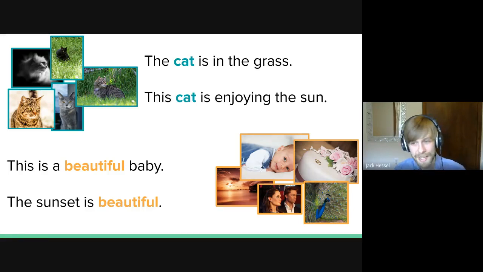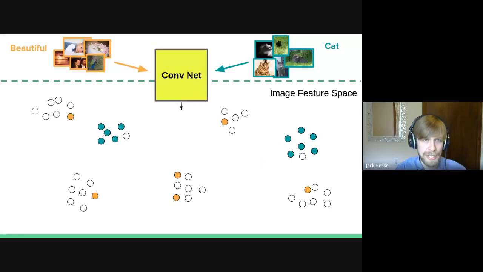So weddings can be beautiful, peacocks can be beautiful, sunsets can be beautiful, anything can be beautiful. And it's exactly this difference in variance that we were aiming to capture. So how do we do this? Well, we take all of the images and we pass them through a feature extractor.